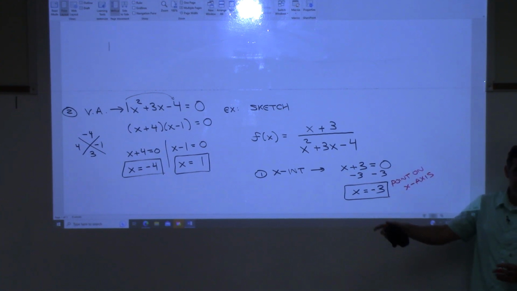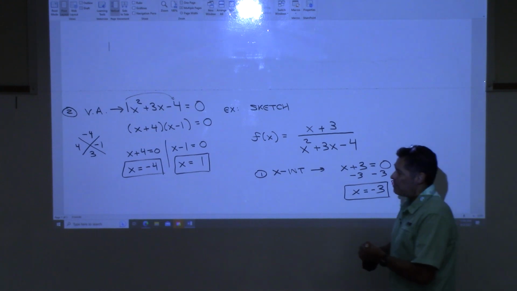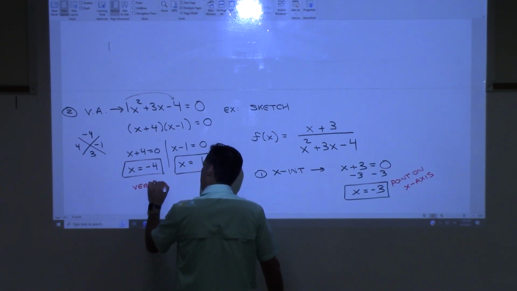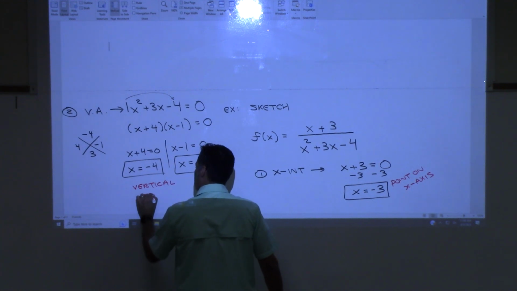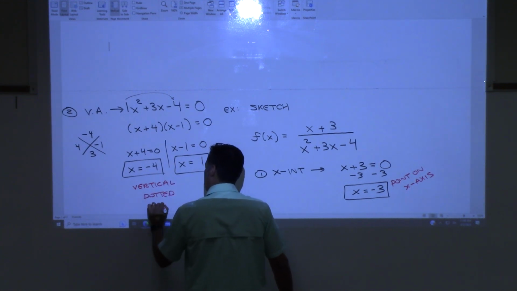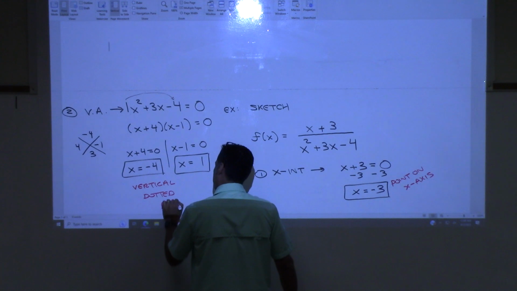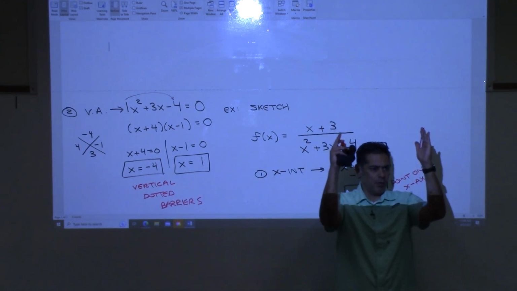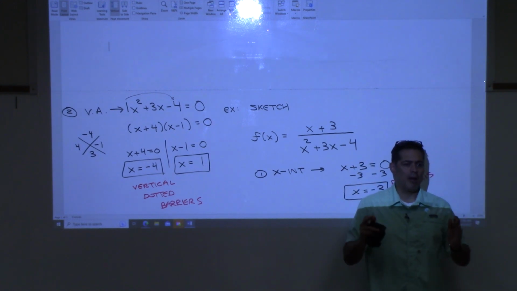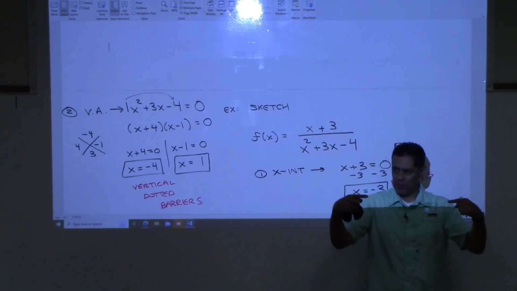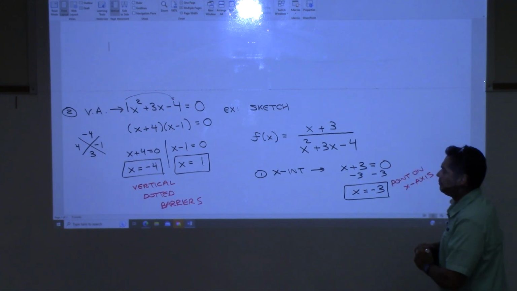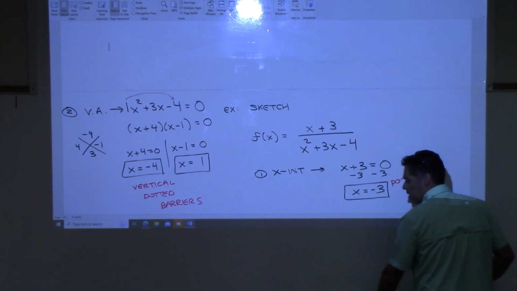These are vertical asymptotes. And if you remember from class last time, these are vertical dotted barriers. Those were those vertical dotted barriers. And remember, your graph, when it goes towards those, either has to go up or down. Any questions?